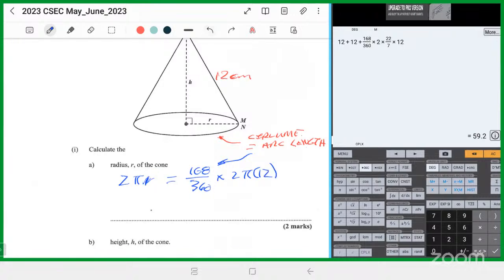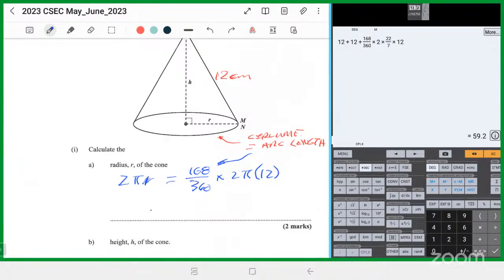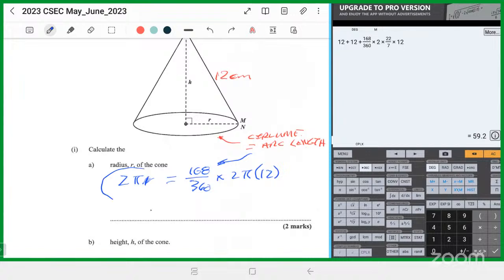But understand that? You guys understand that? I have a quick note here. Circumference is equal to the arc length. Circumference of the base of the cone is equal to the arc length of the sector. So this is the circumference of the base of the cone, 2 pi R. This is the arc length of the sector. I'm trying to find the R from this.